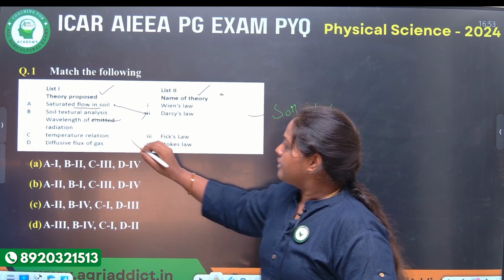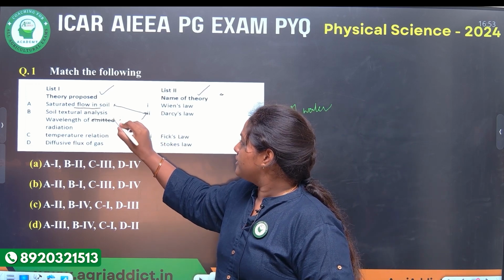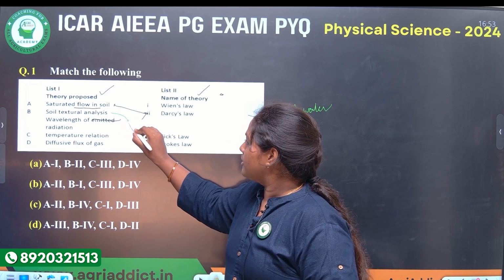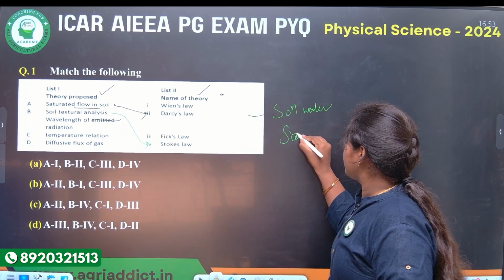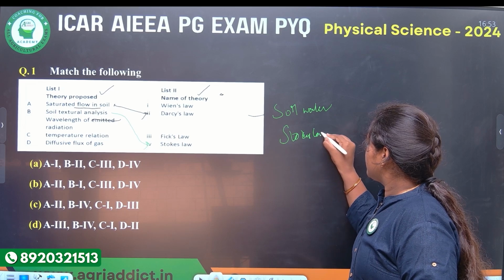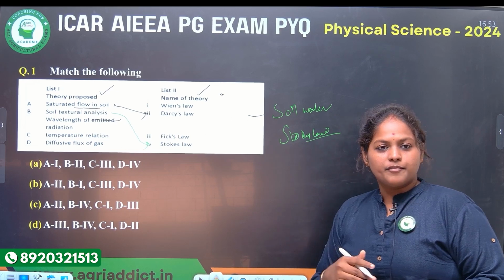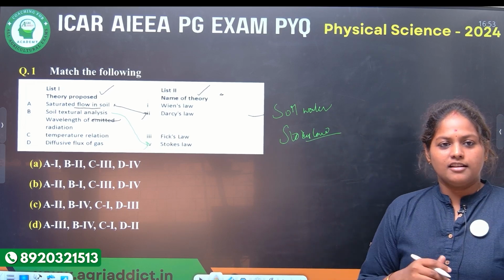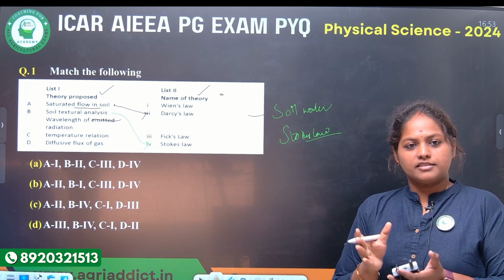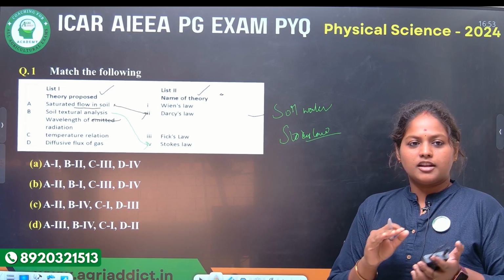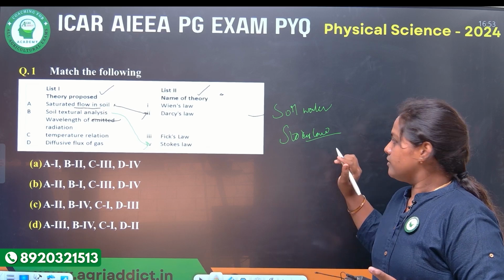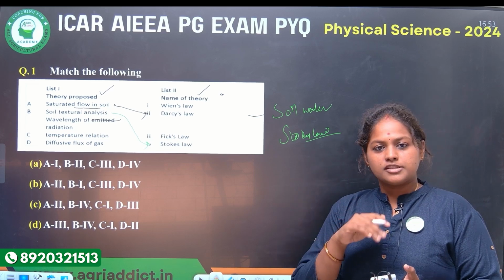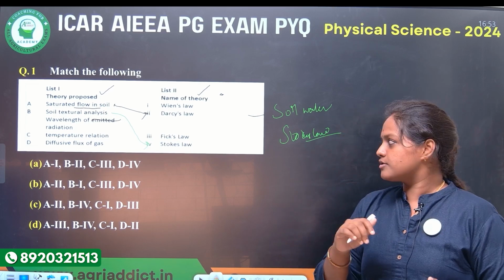Then coming to soil texture analysis, this one we will find in Stokes law. What Stokes law tells us is the terminal velocity of the particle settling in the fluid of given density and viscosity will depend on the radius of the particle that is falling in the medium. So that is nothing but Stokes law, from which texture can be identified from the soil.